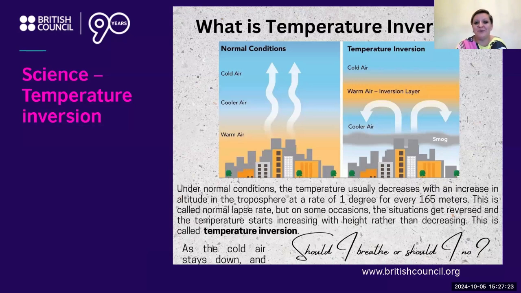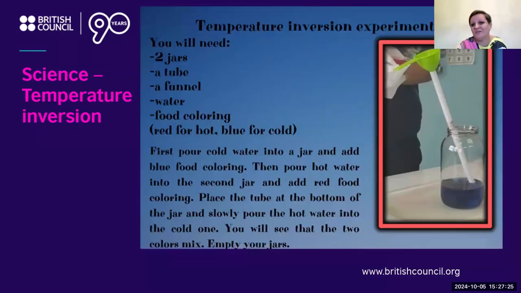How did we do this practically? With very simple items such as jars, tube, funnel, water, food coloring, and a kettle to boil some water. So to demonstrate normal conditions, we poured cold water, which was colored blue, in a jar. We used a tube and slowly added hot water, which was colored red, through the funnel. In this case, actually, the two colors have mixed.